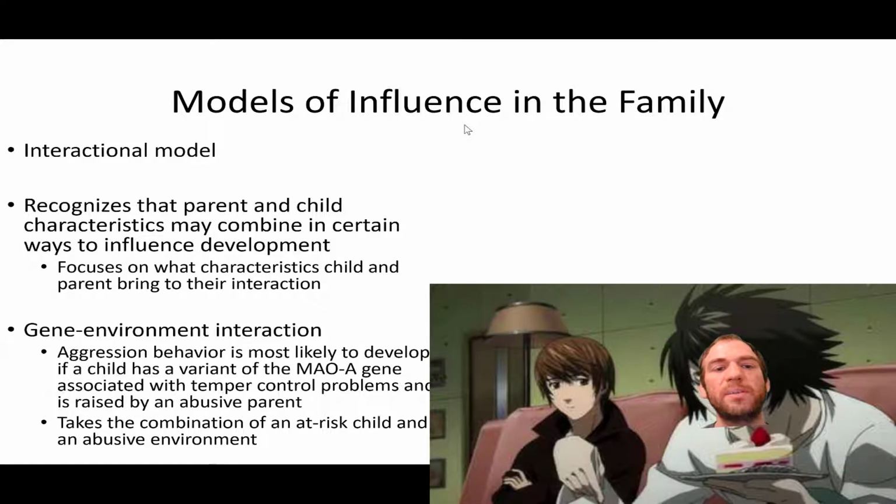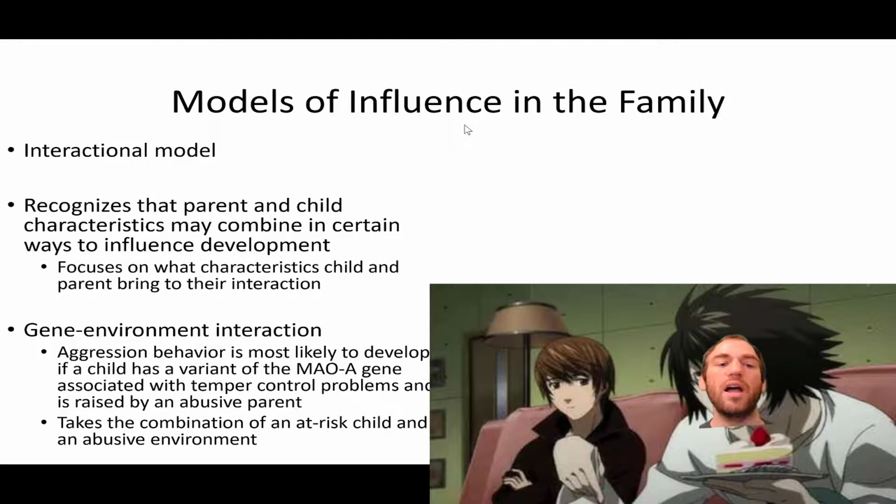It recognizes that parents' and child characteristics may combine in certain ways to influence development. It focuses on what characteristics children and parents bring to their interactions. So gene-environment interaction is one example. Aggressive behavior is most likely to develop if a child has a variant of the MAO-A gene associated with temper control problems and is raised by an abusive parent. It takes the combination of an at-risk child and an abusive environment.